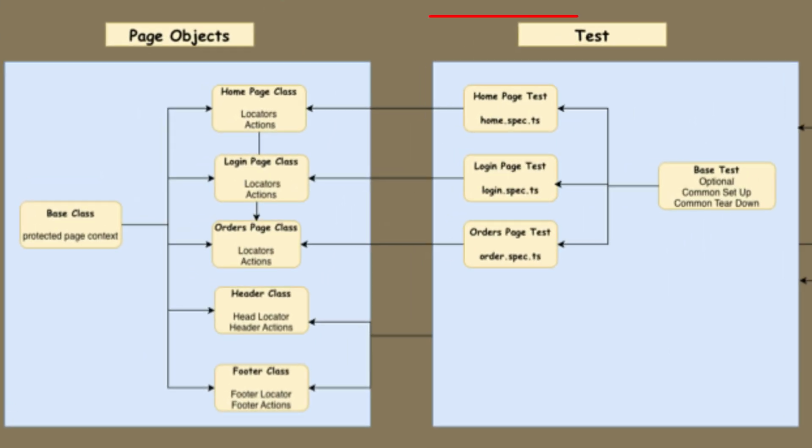In the middle you see we will be writing tests in the spec files. Let's say in Playwright we use home.spec.ts, login.spec.ts, and what we will be doing here is calling those page objects of the home page, and we will be writing the particular tests related to the home page.